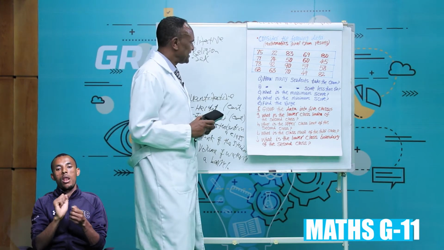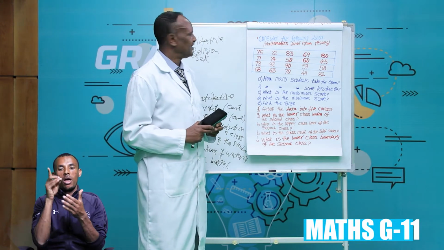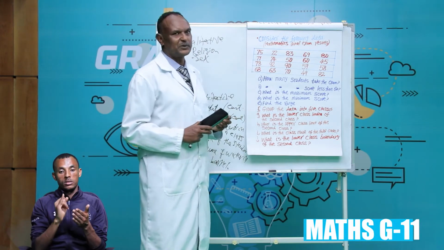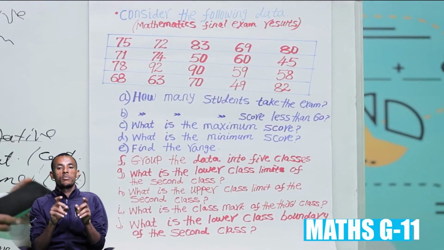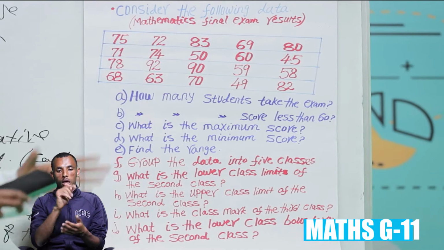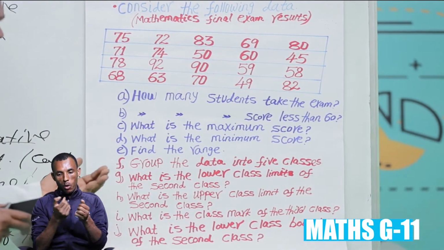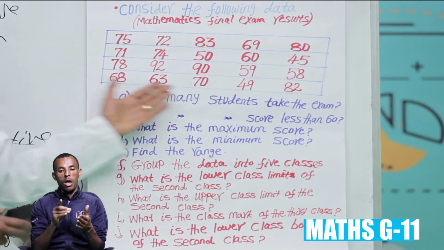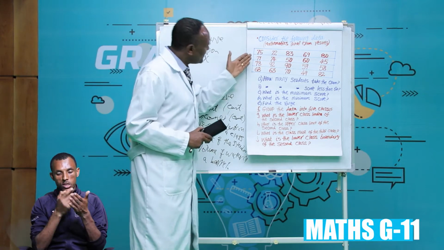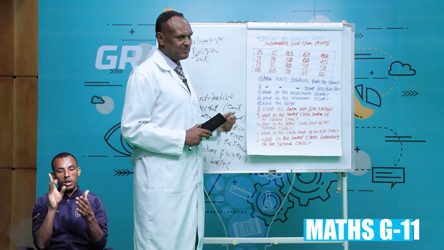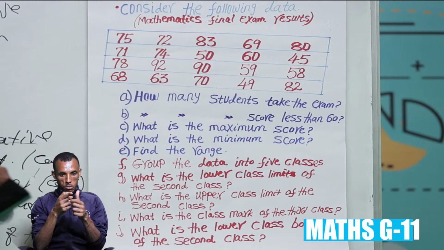Take another exercise. Consider the following data. This is the mark of students in a mathematics final examination. The teacher corrected their papers and wrote their marks in the following way. This data, we call raw data because it is not organized. From this data, different questions may be asked. Try to give answers for the first 5 questions from A to E.